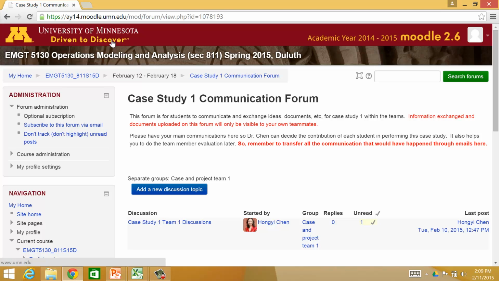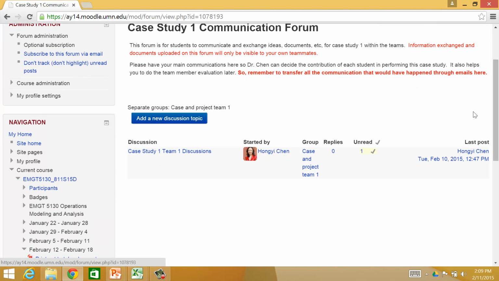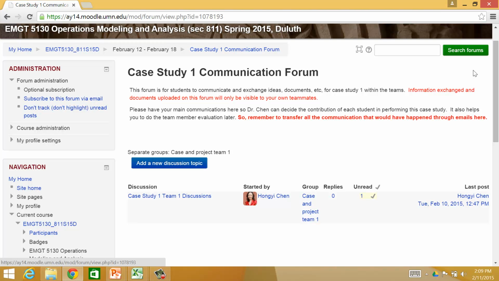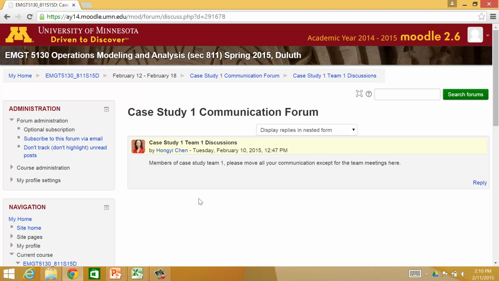But when you log in, you would be able to see. For example, I logged in as the dummy account, and that account is in team number 1. So when you log in, you should see case study 1 team, and if you are team 2, then only the team 2 discussion will show here. You click inside it, and then you can start to communicate. That's one way to find out which team you are.